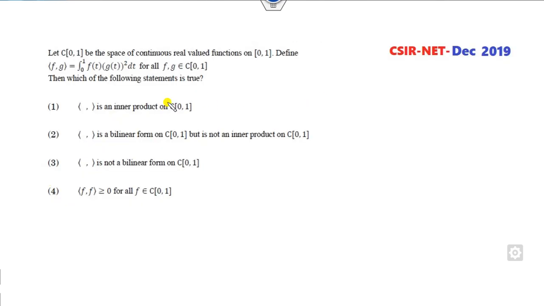Okay, which of the following is an inner product space? That's very simple. How can you do that? You can apply the inner product space properties. F, G scalar. Fine. What is that? F and G are any mapping. That's simple. If I consider F is minus G, what is that? It's minus G cube.